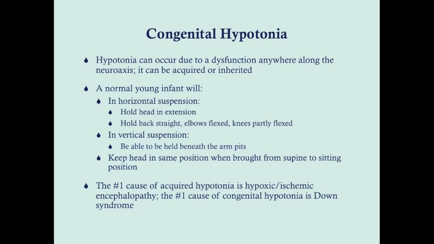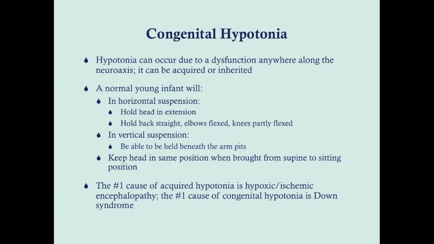Congenital hypotonia is something that's a little less tested on the USMLE, but I still wanted to touch on it. So hypotonia can occur due to a dysfunction anywhere along the neural axis. So we're talking about the upper motor neurons all the way down to the neuromuscular junction and the muscle itself.